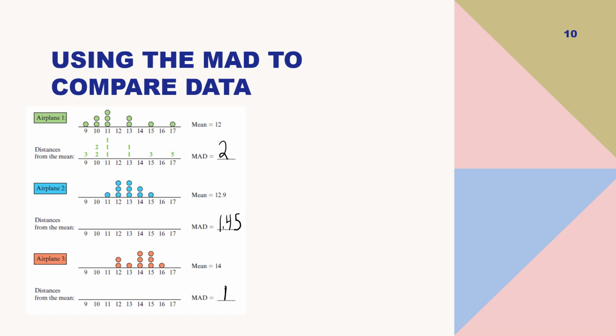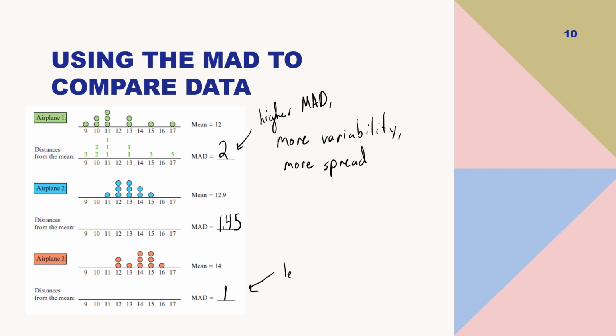Now we can kind of see that a higher MAD means more variability, or more spread. The data is spread out over more values. And the one with the lowest MAD, you can think of this as the least variability and most accurate.